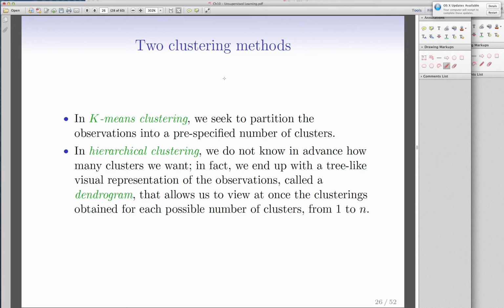We have two clustering methods that we're going to explain. The first one is called k-means clustering. It assumes that we already have k number of clusters. So this is given. The second one is called hierarchical clustering. Here, we do not know in advance how many classes we have, and in fact we end up with a tree-like visual representation, which is called a dendrogram, and then it allows us to choose any number of clusters that we want from it.